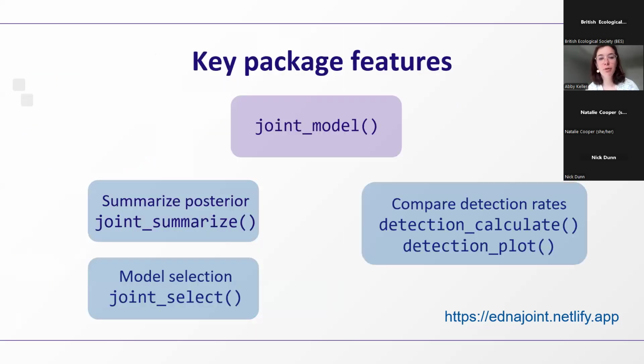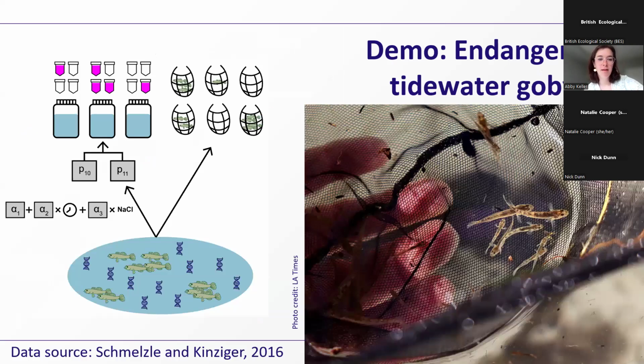The function joint model is the primary workhorse function of the package that will fit these models to your data. There are also additional functions that are used to help interpret the model output. I'll do a demo today, and I'll be using data from a 2016 study on these super adorable, tiny, endangered tidewater goby fish in California. Here the authors also collected a bunch of information on site-level variables, covariates.